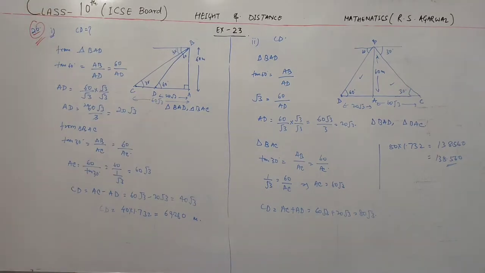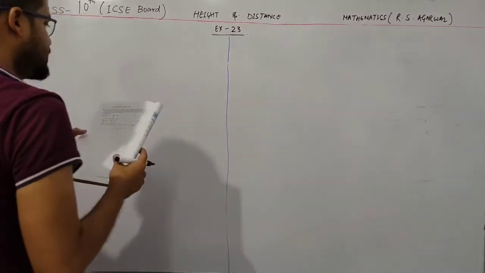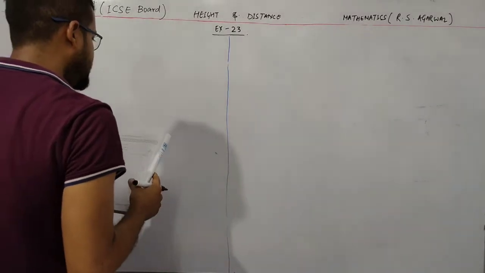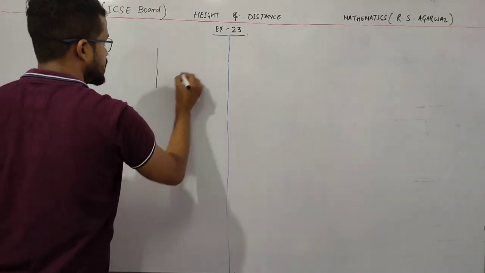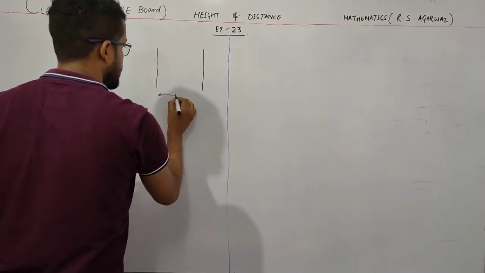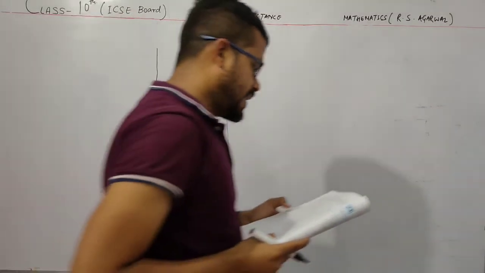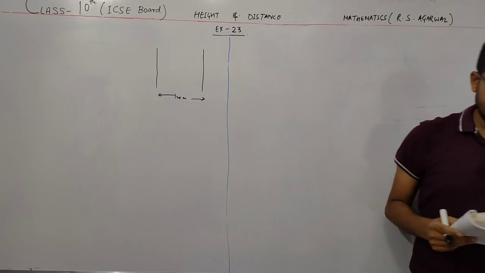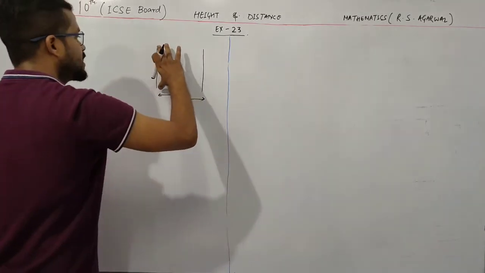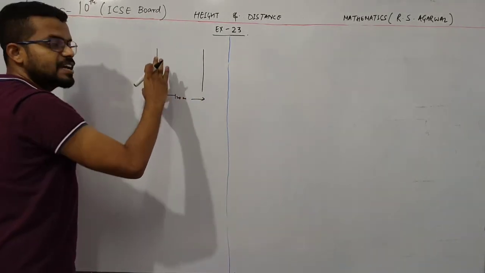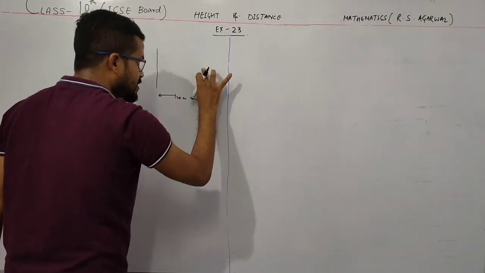Question number 30. So read question number 30. The horizontal distance between two towers is 120 meter. There is a horizontal distance given, 120 meter. Okay, there are two towers. The angle of elevation of the top and the angle of depression of the bottom of the first tower is observed from the second tower, which means the height of the first tower is greater than the second tower. So I reduce the height of this tower.